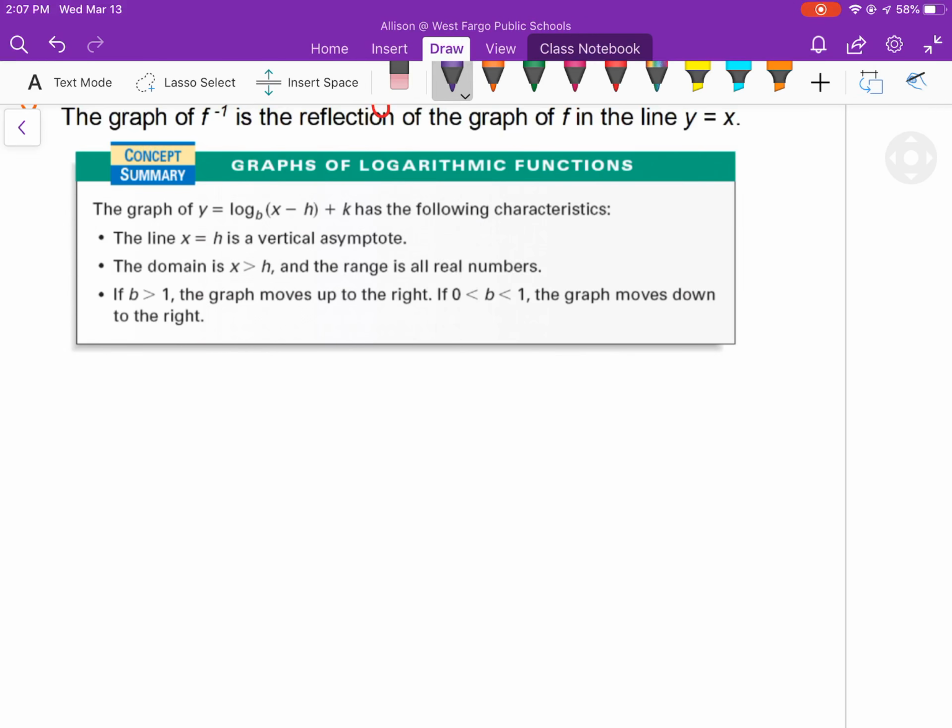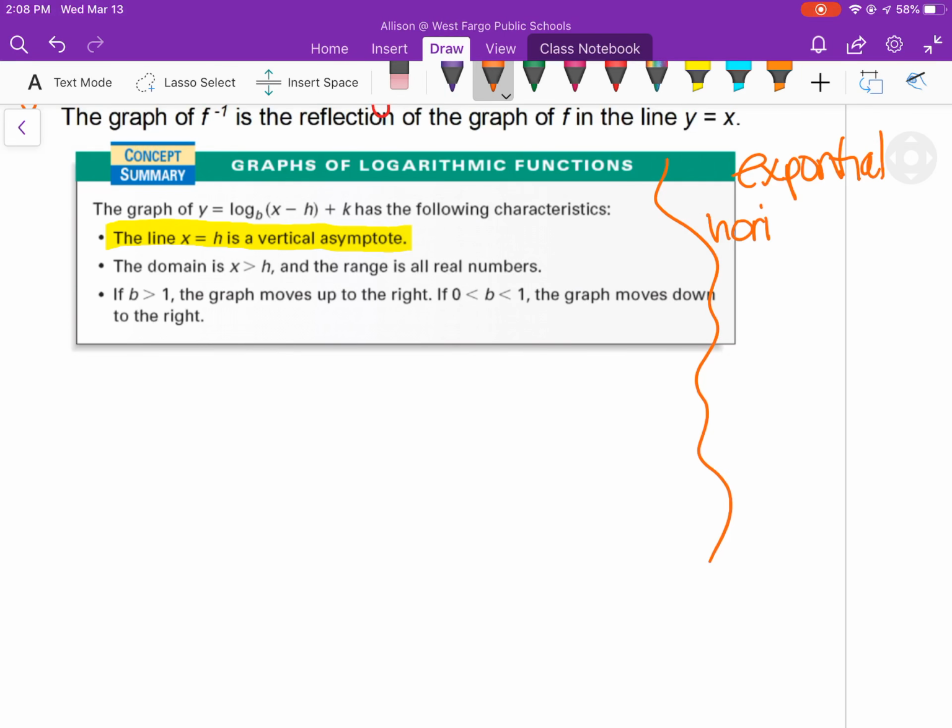So the graph of log has the following characteristics. Remember in our exponential, our k was our asymptote and it was horizontal, y equals k. In a log, you have x equals h as a vertical asymptote. That's kind of similar to when we graphed exponential. Since it's the inverse, the log has a vertical asymptote, x equals h.